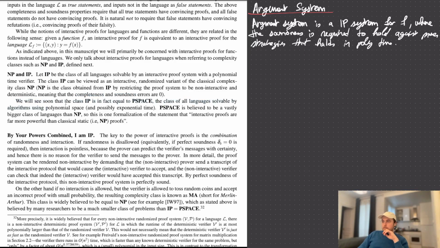We'll see soon that the IP class is in fact equal to PSPACE, the class of all languages solvable by an algorithm using polynomial space and possibly exponential time. PSPACE is believed to be a vastly bigger class of problems than NP. So this is one formalization of the statement that interactive proofs are far more powerful than classical static NP proofs. Because IP equals PSPACE, IP proofs are more powerful than NP proofs.